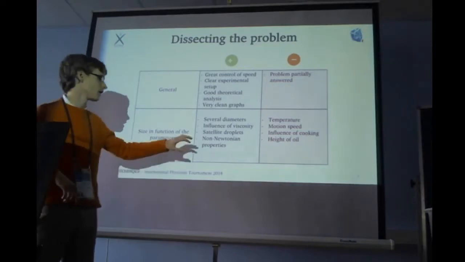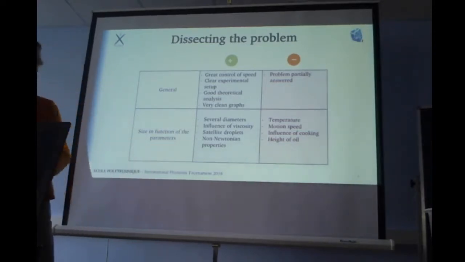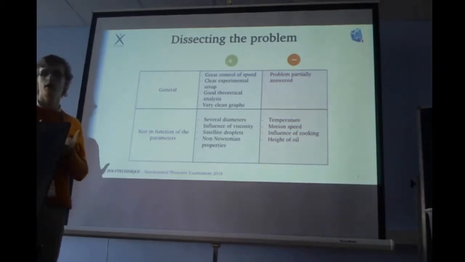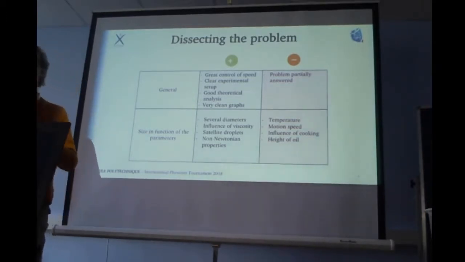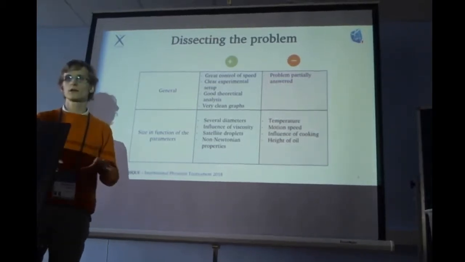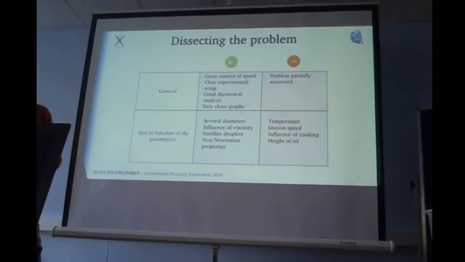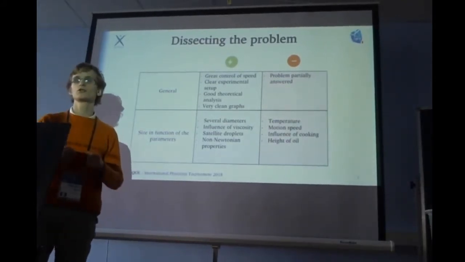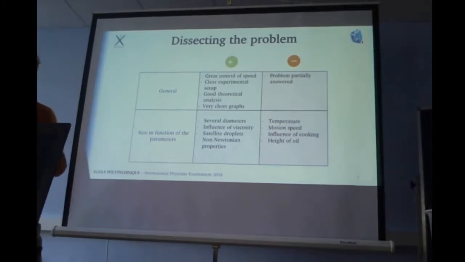That being said, a whole other part of the problem was answered, such as, for instance, the several diameters of the nozzles. The influence of viscosity was also studied. There was a separation between different sizes of droplets in the distribution. And we had an analysis of how the non-Newtonian properties and viscoelastic properties of the egg white played a role in the size of the egg pearls.